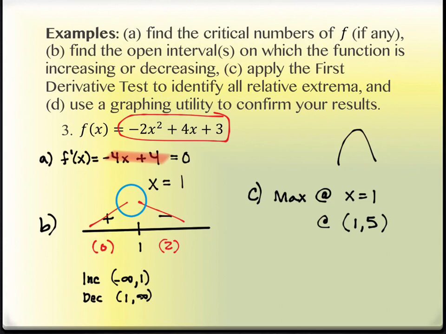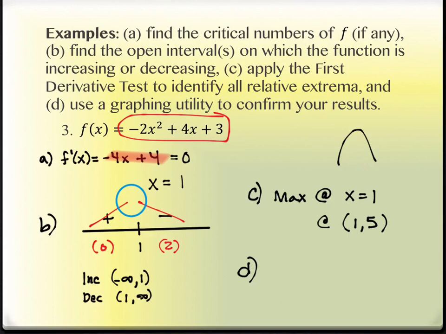So pay attention to how the question's asked. This one says, apply the first derivative test to identify all relative extrema. A relative extrema occurs at a point. So if this were the directions, the point would be what I would be writing down. Okay? So it would be the 1, 5. But there might be slightly different directions that just simply ask you to identify the x value. Part D.